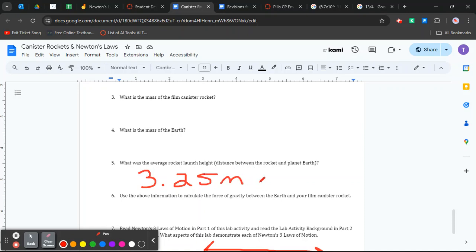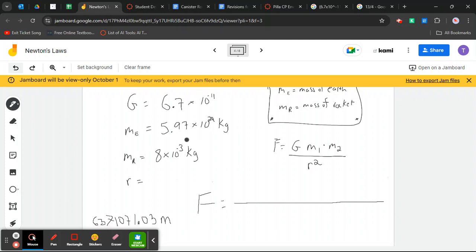That's the average distance that your rocket went. So now what you're going to do is plug that all in. I have all the numbers here, so let me show you what the equation would look like. I'm using my mouse to write, so it's a little sloppy, but if you plug everything in, the equation is going to be 6.7 times 10 to the negative 11th. That's the G. The mass of the Earth is 5.97 times 10 to the 24th. And the mass of the rocket is 8 times 10 to the negative third.